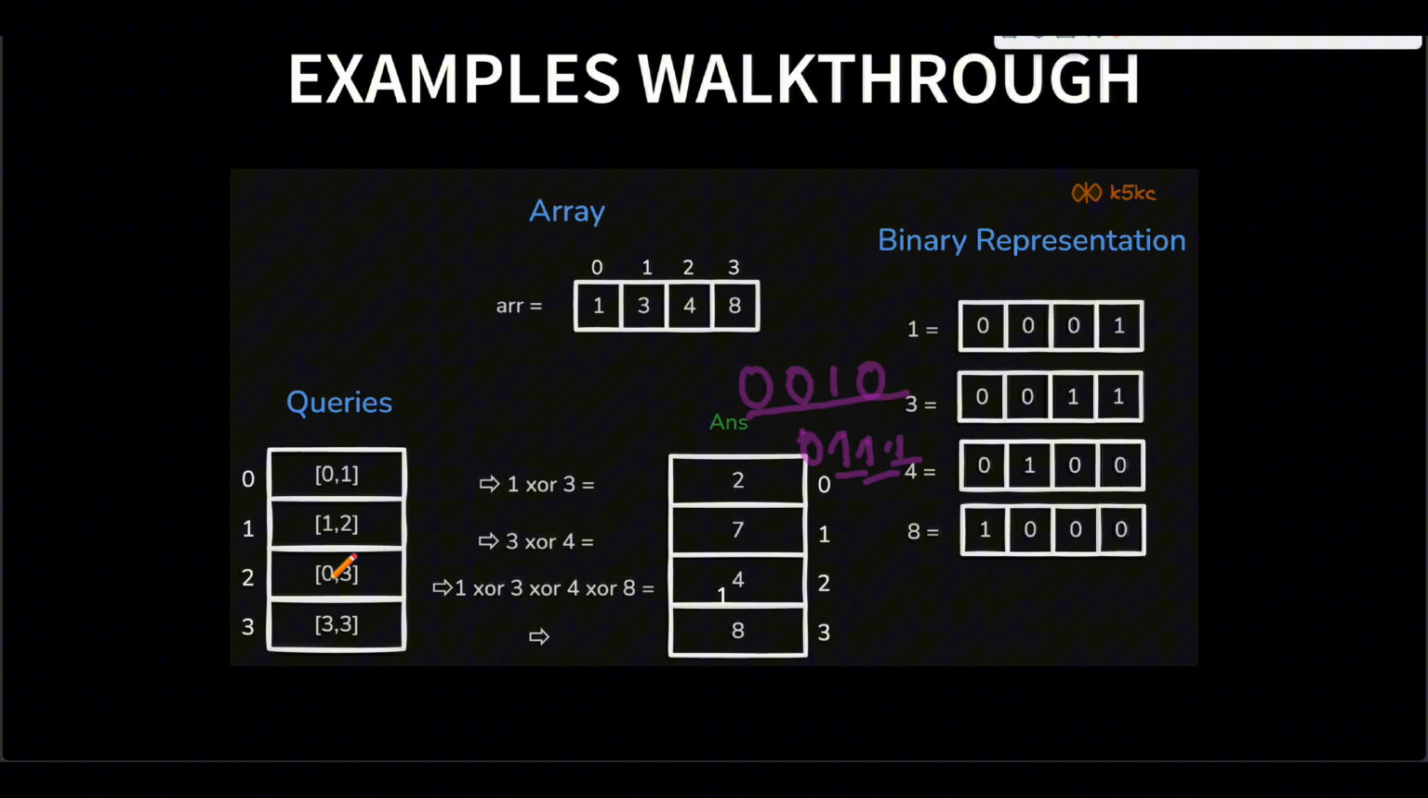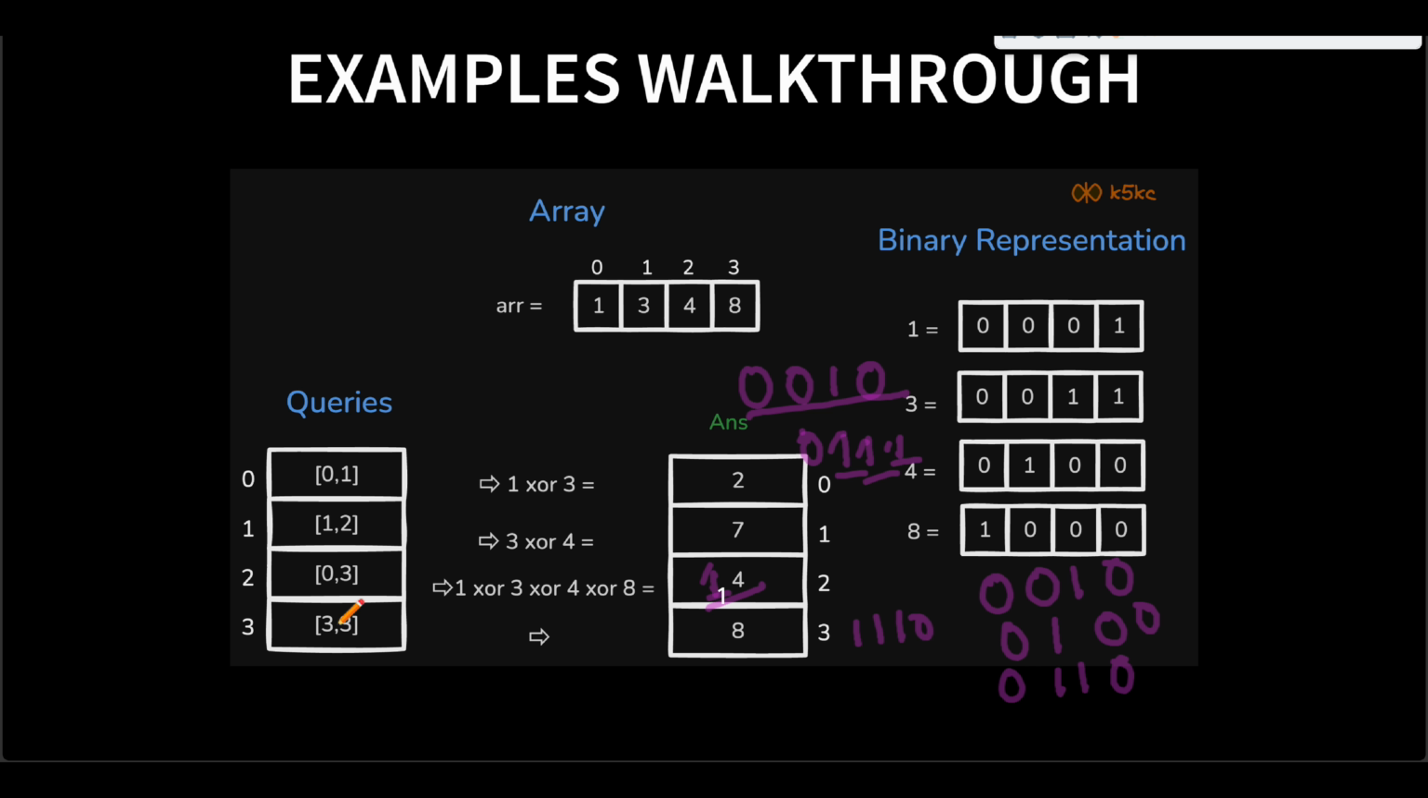Then the query at index 2 is interesting. It is from 0 to 3. So that means we take the XOR of all the integers from index 0 to 3, so all the integers. So we will do 1 XOR 3 XOR 4 XOR 8. And that will give us 14. And the reason is, first we do 1 XOR 3. That will give us 2. Then we do 2 XOR 4. The binary representation of 2 is 0010 and 4 is 0100. So that will give us 0110, which is 6. Then we will do bitwise XOR between 6 and 8. And we can see that it will result in 1110. And that will give us integer 14.